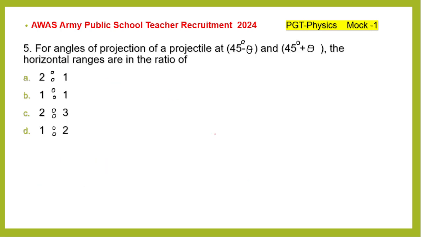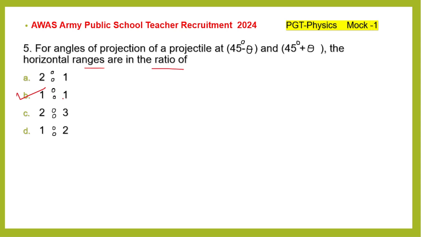Moving to the fifth question. For angles of projection of a projectile at 45 degree minus theta and 45 degree plus theta, the horizontal ranges are in the ratio of. Here we can pick the correct answer, that is option number B, 1:1.